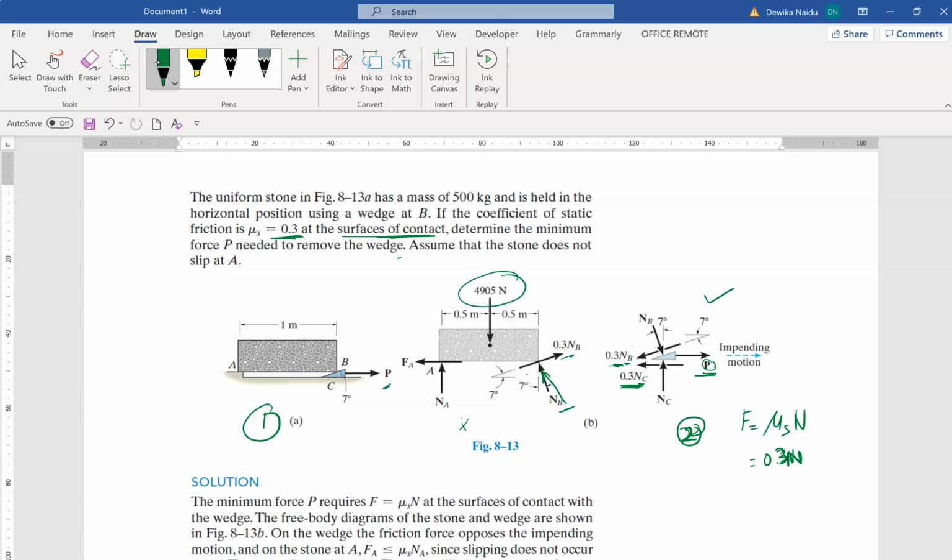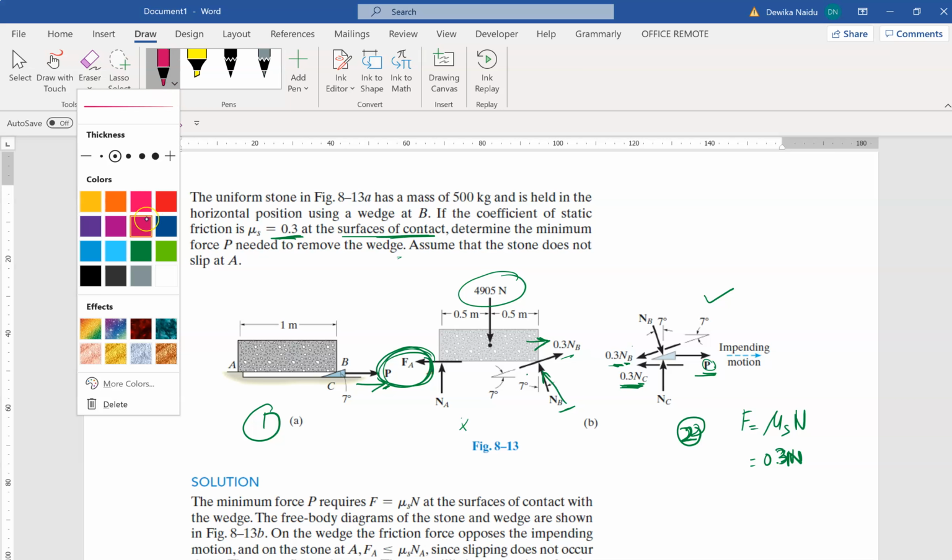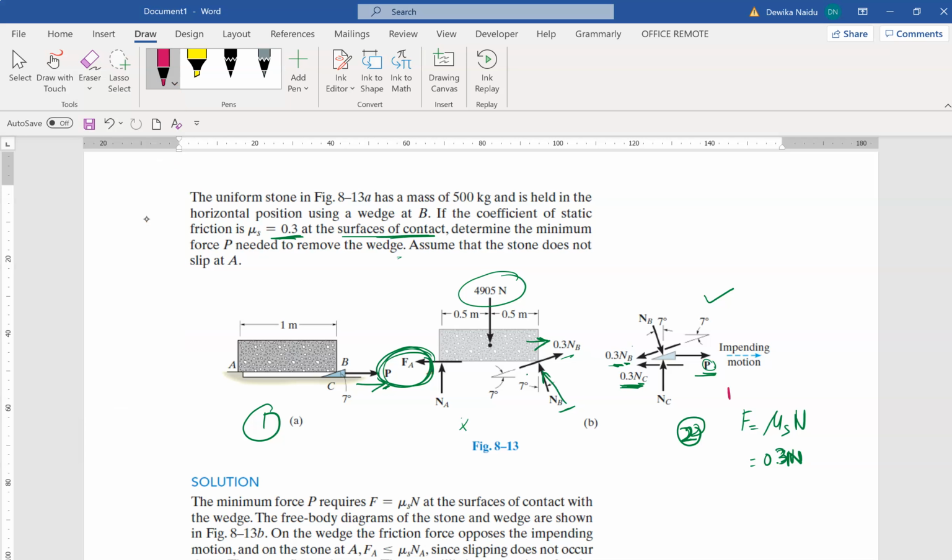Okay, so now you need to imagine, if the wedge is actually pulled out, what happens to the friction here? It means the whole thing is actually slightly moving to the right. That's the reason why the friction is actually on the left. So this is the reason why I told you to draw the wedge first. Draw the wedge first. Yeah, step one.